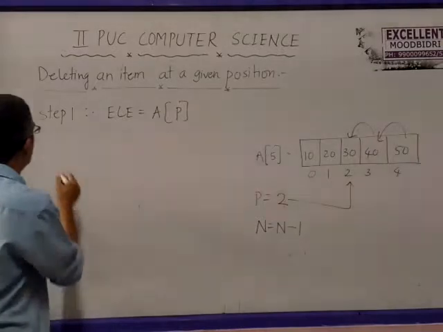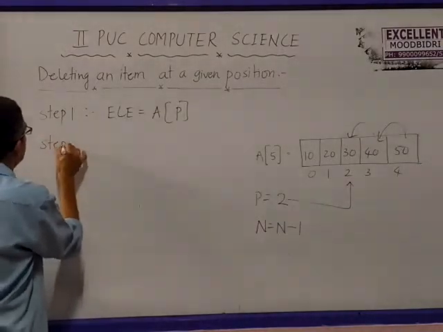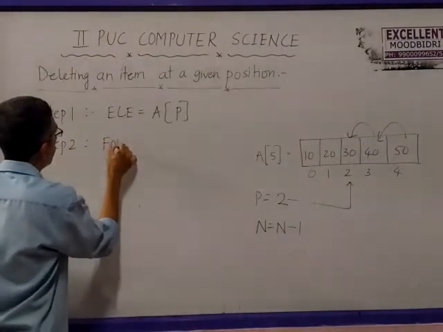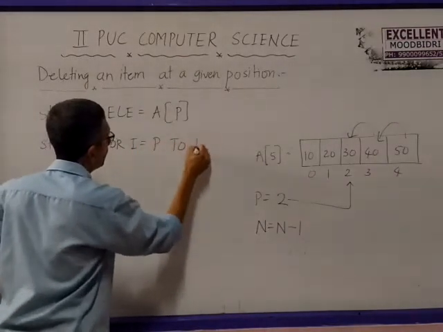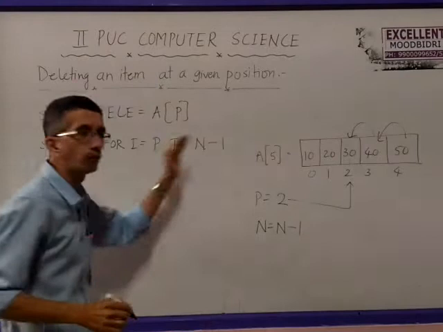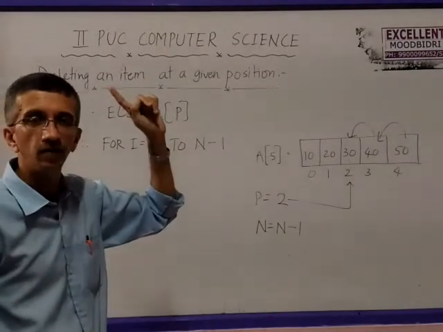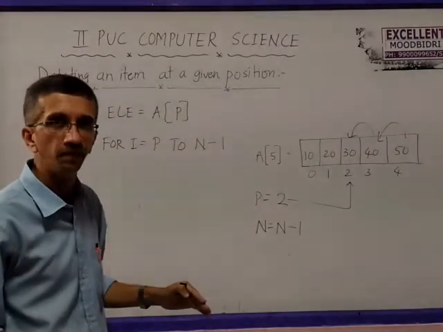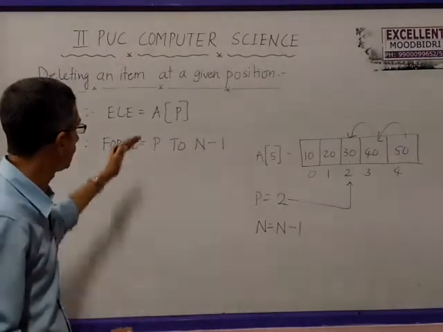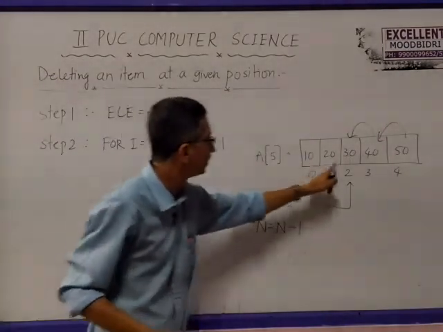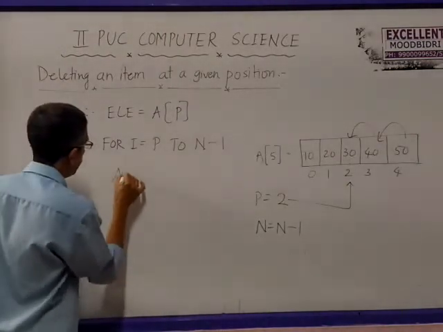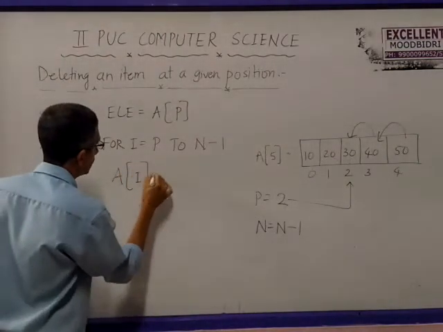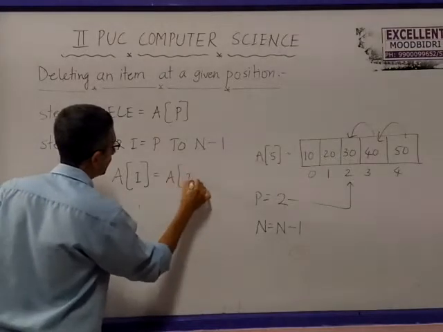Right. Step 1. So step 2, as usual, the for loop for I is equal to P to n minus 1. It is an upward loop. In the case of insertion, it was a downward loop, last to P. Here it is an upward loop from the given position till the end of the array. Shifting A of I is equal to A of I plus 1 here.